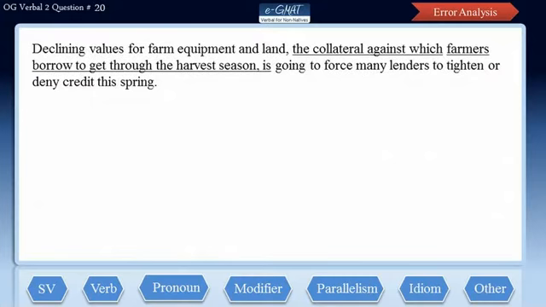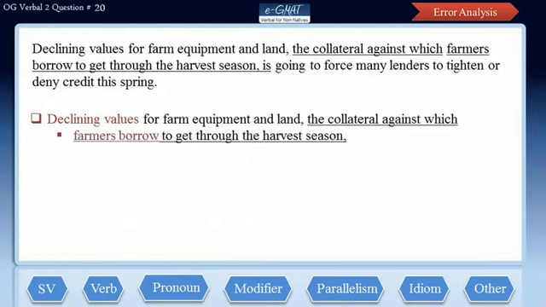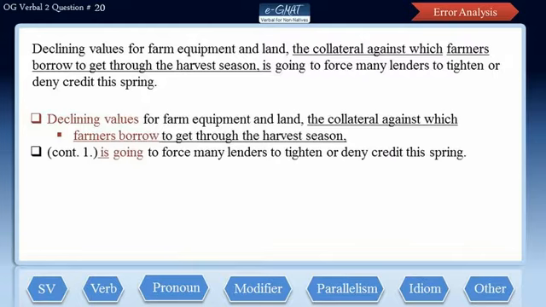Now let us evaluate the errors in this sentence by splitting it into clauses. So here comes the first one. Declining values for farm equipment and land, the collateral against which tells us that we have another clause here that reads farmers borrow to get through the harvest season. Here farmers is the subject and borrow is the verb. What we have next here is the continuation of the first clause that retains the verb for the subject declining values. It reads, is going to force many lenders to tighten or deny credit this spring.